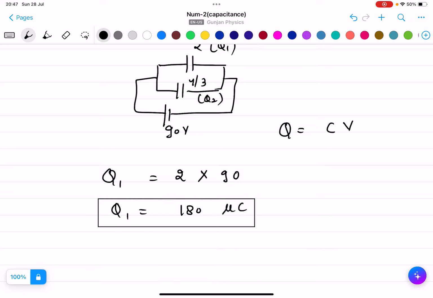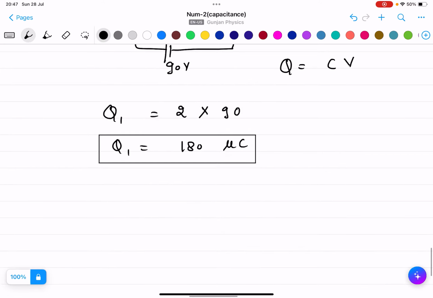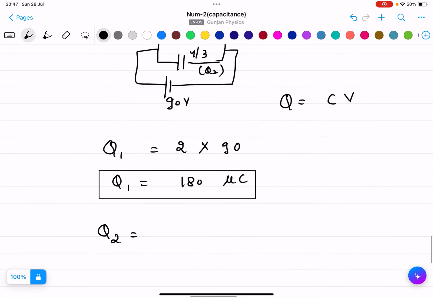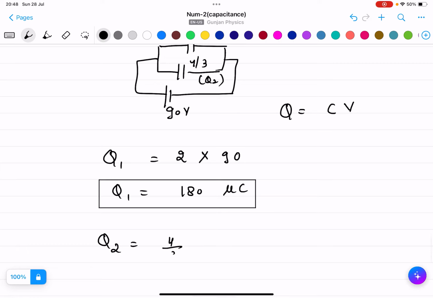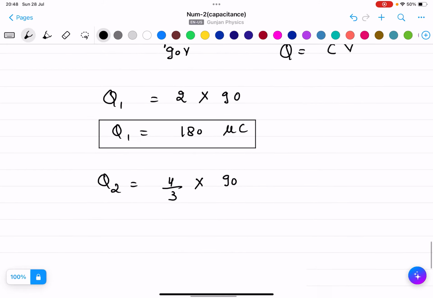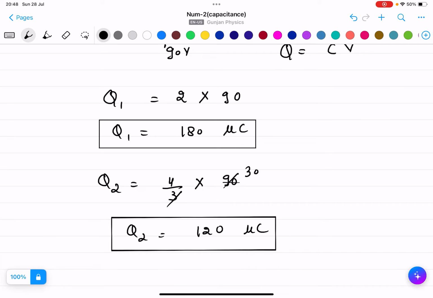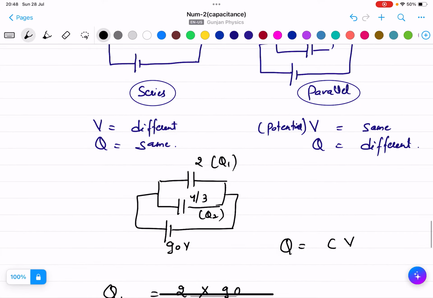Okay. Now, Q2. Q2 equals, see, what is this? 4 by 3 is the capacitance C, and the voltage is 90. So it will just cancel out, and Q2 will be equal to 120 microcoulomb. Okay, so now we have Q1 and we have Q2.